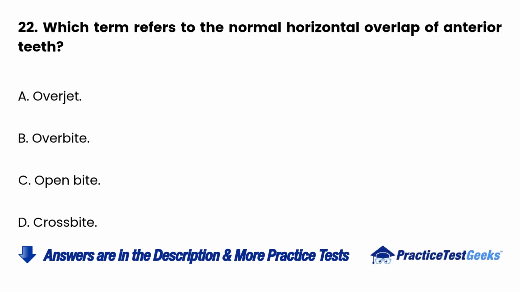22. Which term refers to the normal horizontal overlap of anterior teeth? A. Overjet. B. Overbite. C. Open bite. D. Crossbite.